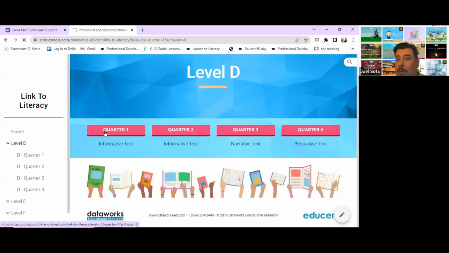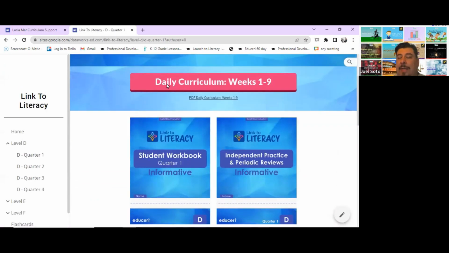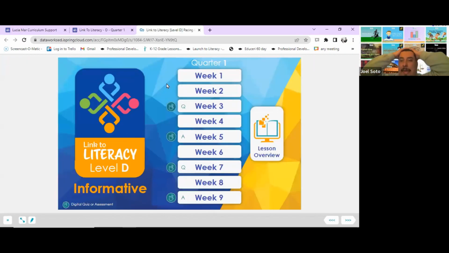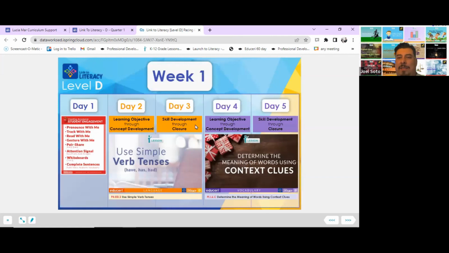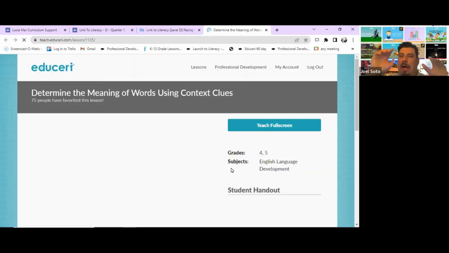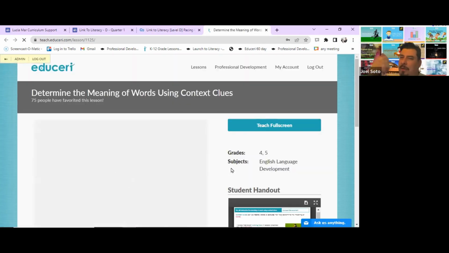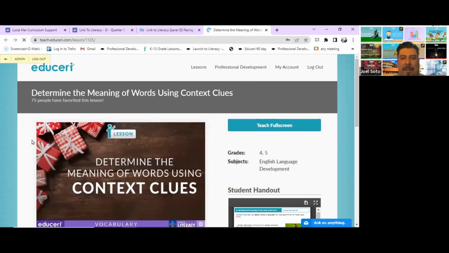So I'm going to click on quarter one, day in the life of a teacher. I had a super long weekend. I have no prep time. I have some stuff going on at home. My target order is all messed up. And I'm like, okay, I just got to teach this. Today's day 4. I have to teach learning objective through concept development. Look how this is paced out. I click right here. I'm going to teach ALO through CD, learning objective through concept development. This screen pops open.